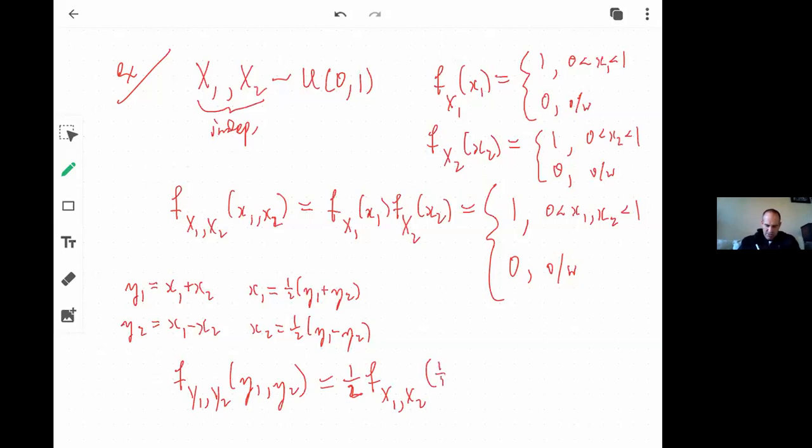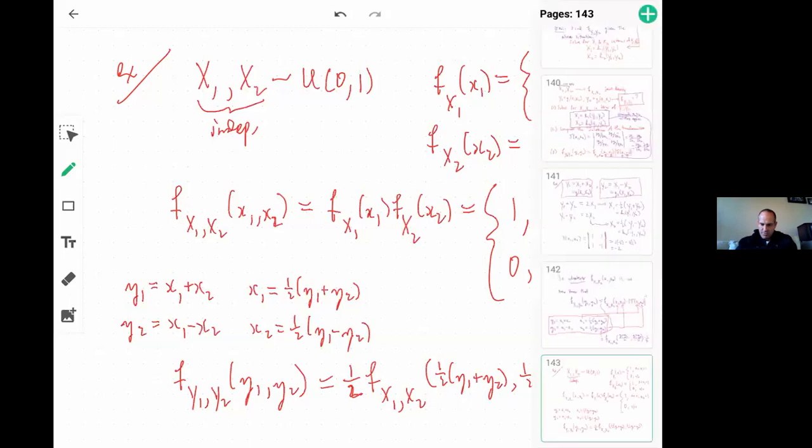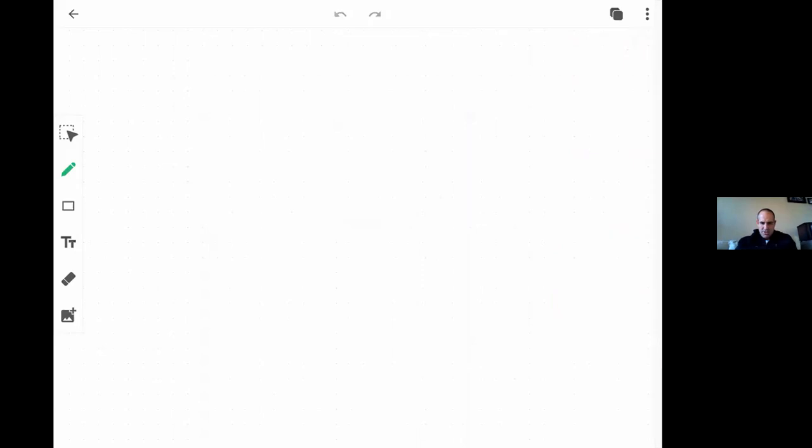So it's going to be 1/2 times the density at (1/2 (y1 plus y2), 1/2 (y1 minus y2)). Okay, so this is the joint density for these new variables, the first variable being the sum of x1 and x2, and the second variable being the difference. So what does that look like in practice? Let me just write this over here.